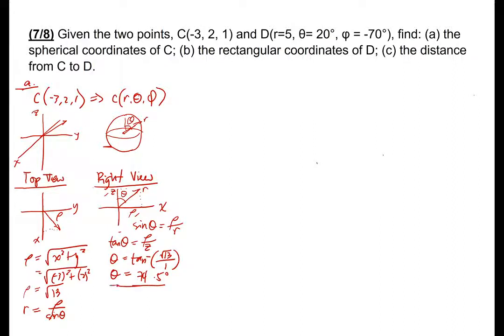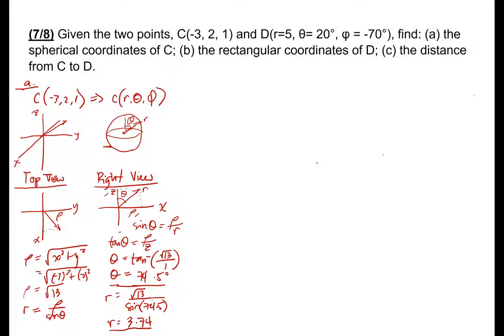Then we can solve for r. r is equal to square root of 13 over sine 74.5. Solving it, we have square root of 13 divided by sine 74.5. Using your calculator, we have 3.741.